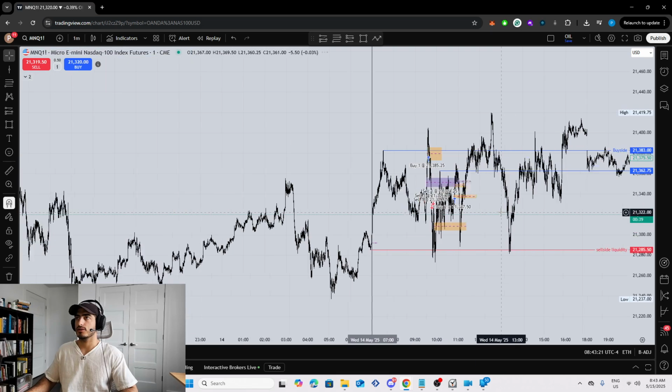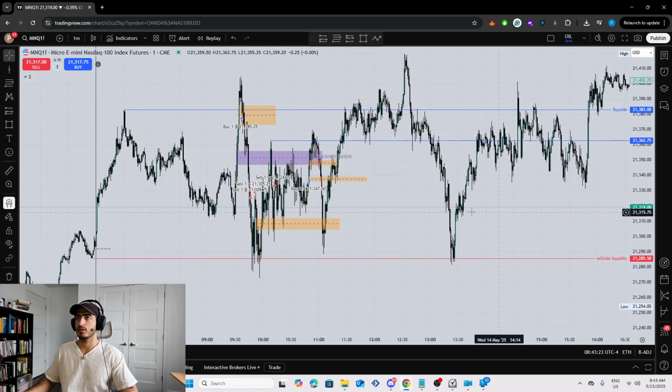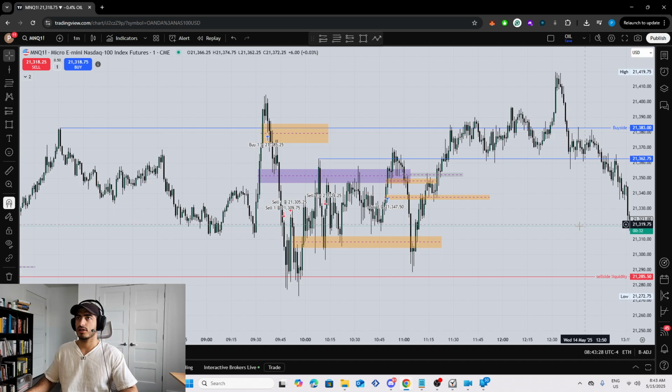So that was the trade recap of yesterday's session. Took the buy at the beginning of this fair value gap, got stopped out here, then inversed my position, short here, and got stopped out over here.